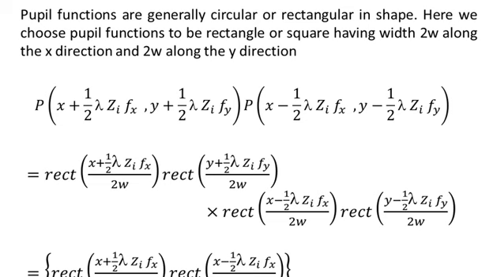So let me read the first rect functions. This rect has an argument equal to x plus half lambda z i f x divided by 2w. And the second rect function corresponding to the first pupil has a rect of y plus half lambda z i f y over 2w. And similarly we can write the arguments for the other two rect functions. You know that there is a change of sign because the pupil contains a negative sign in the second pupil function.